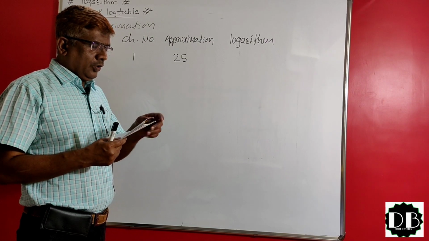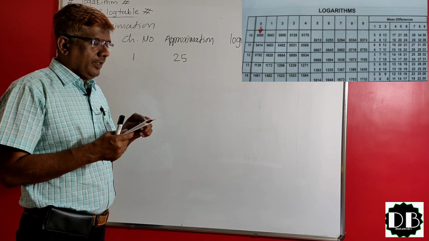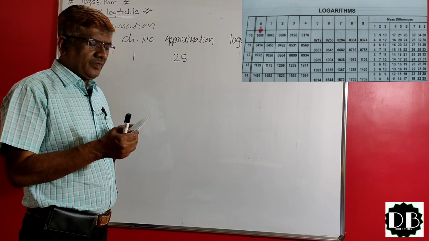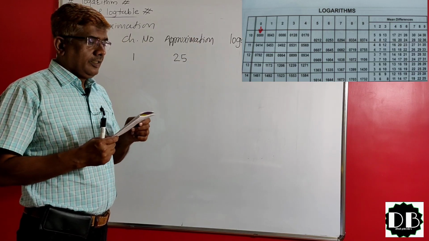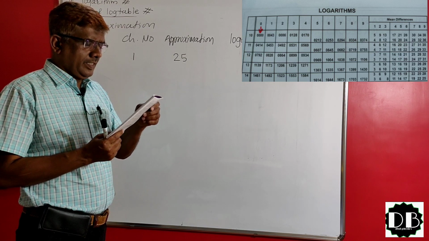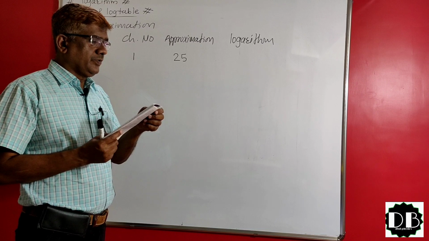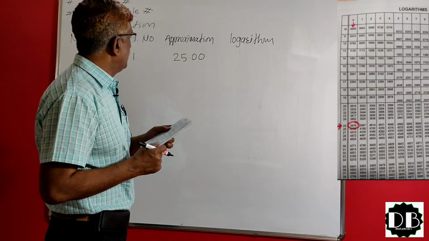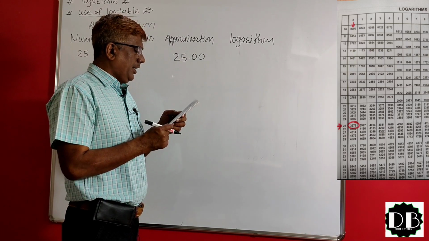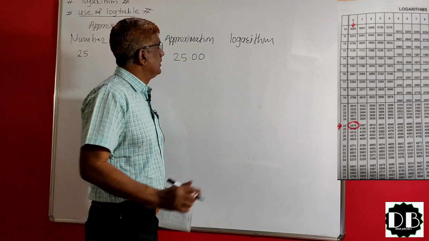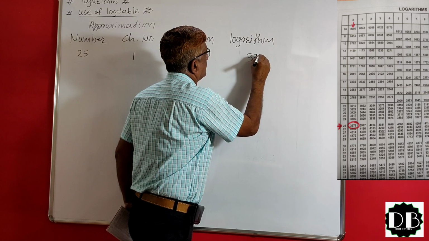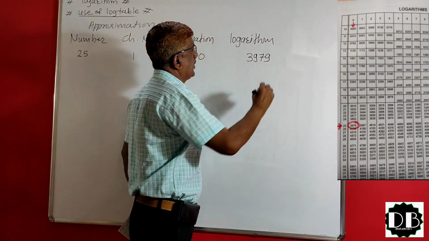How to see the logarithm in the log table? There are rows and columns. At the top, the row is 0, 1, 2, 3, 4, 5, 6, 7, 8, and the mean difference once again 1 to 9. You can see it in the picture in the corner. And the columns are 10, 11, 12 up to 100. Here our number is 25. Directly go to 25. In the log table, 25 with 0 gives 3979. This part is known as the mantissa.